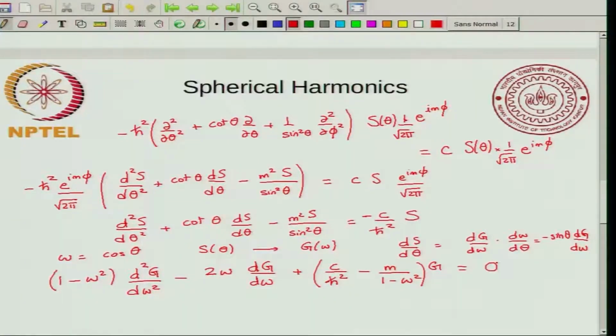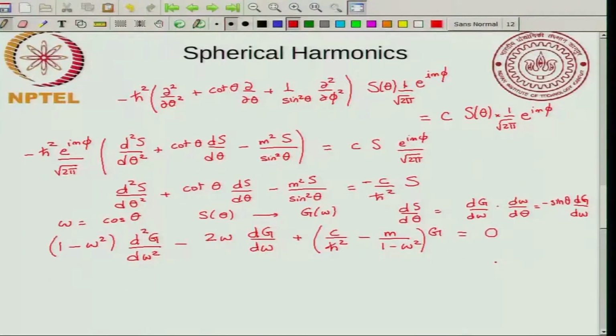Also notice the range of allowed values of w. w is cos theta, and theta goes from 0 to pi. So w equal to cos theta varies from minus 1 to 1. So the range of w is minus 1 to 1.